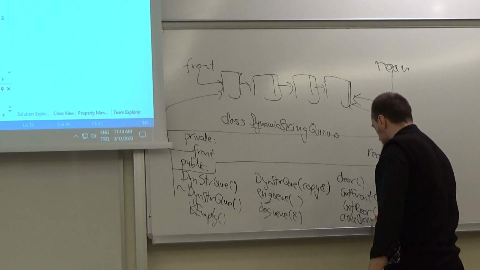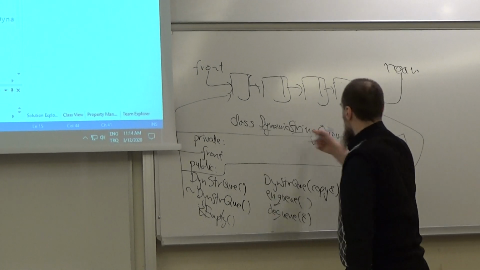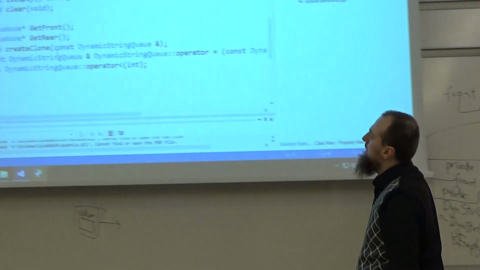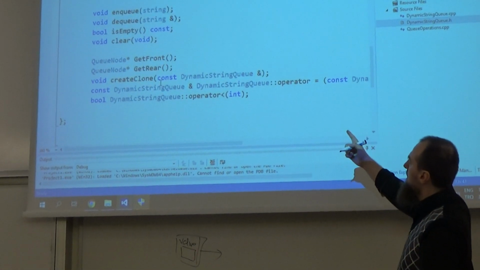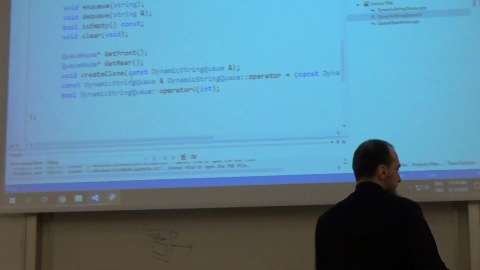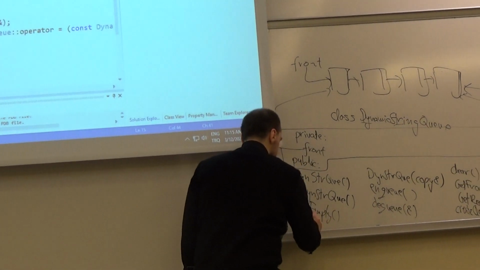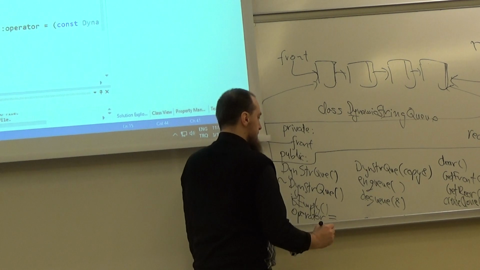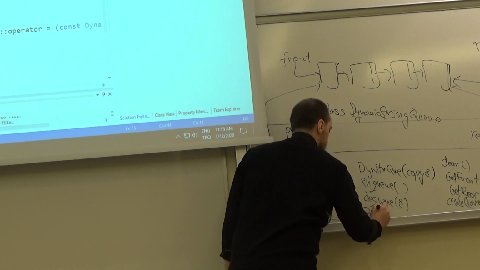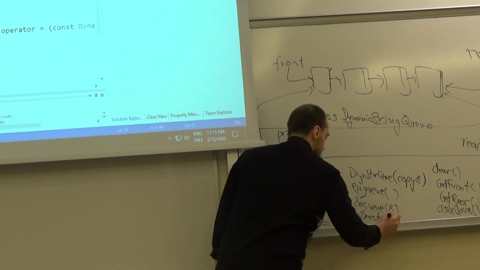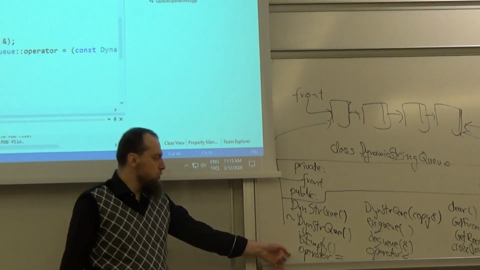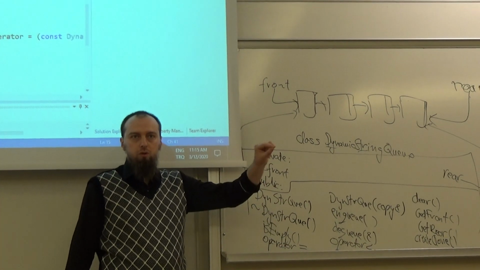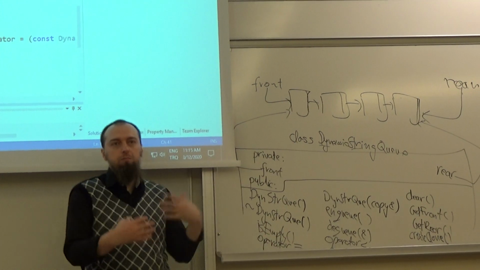createClone. We use this one to create another clone of the same queue. Operator equal and operator smaller than. So basically, we are going to use with queues those two operators, equal and smaller than. Then we are going to define what we mean by them.